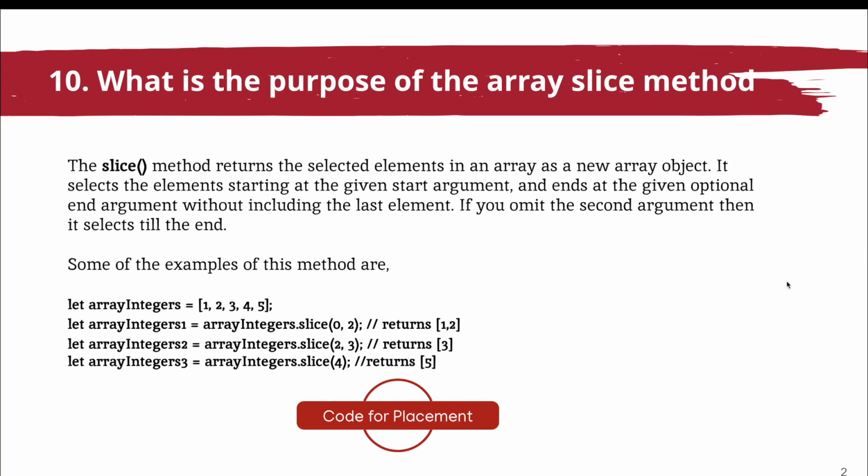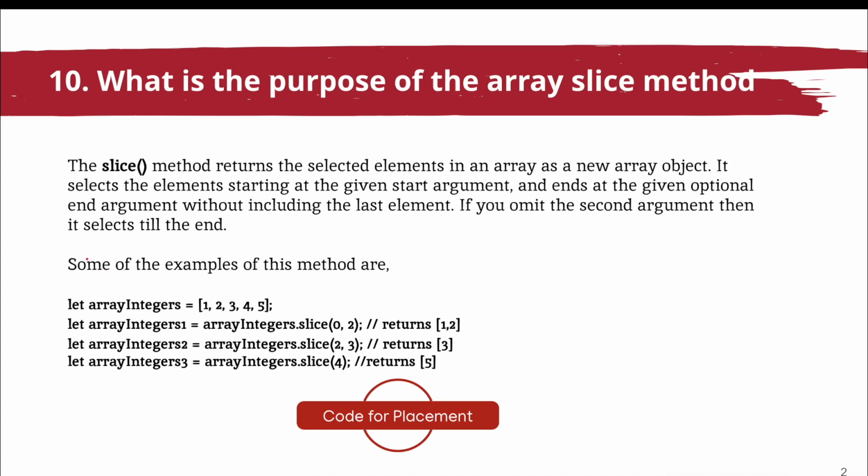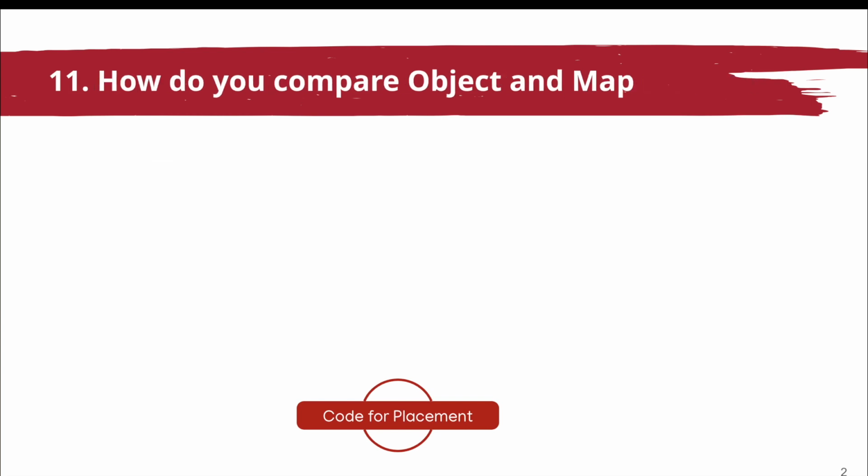Here is an example. We have the array of integers 1 2 3 4 5, and if we slice it from 0 to 2, we return 1 2. And also if we slice it from 2 to 3, these are the indexes we are passing, so 2 is this one and 3 is this, so we just return 3. Next, let's move on to the next question.